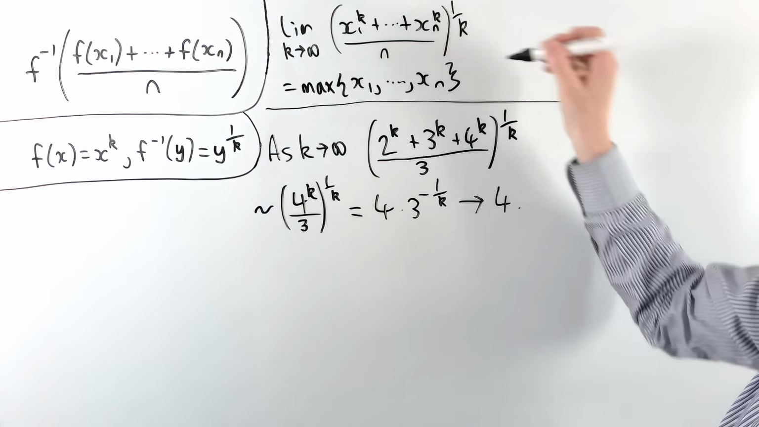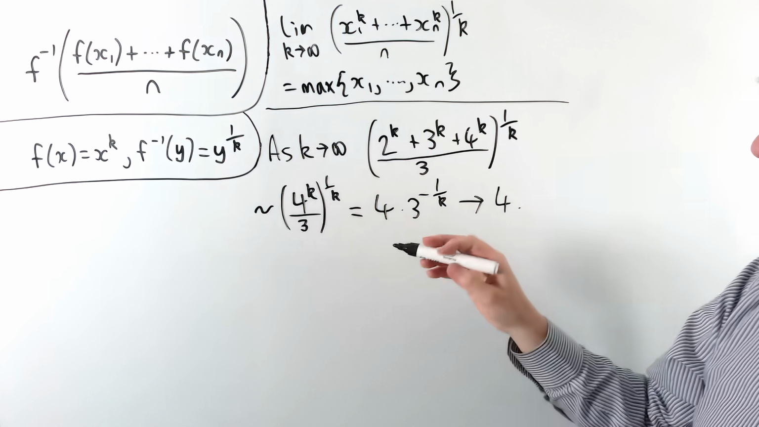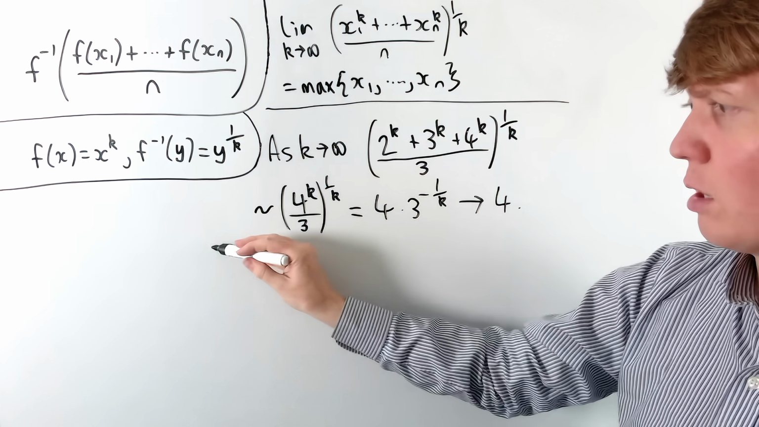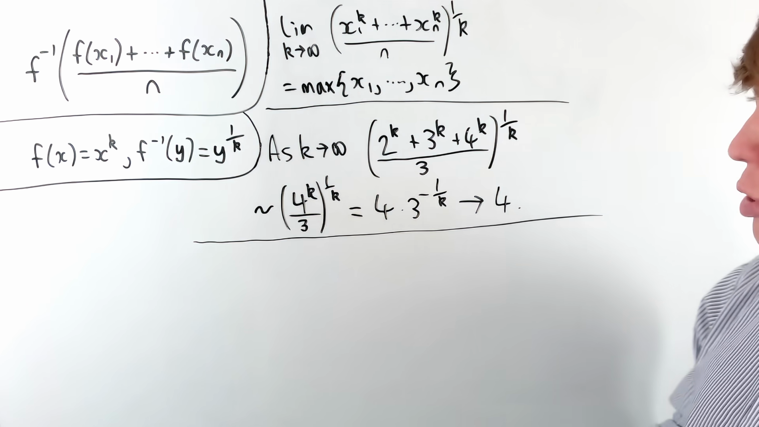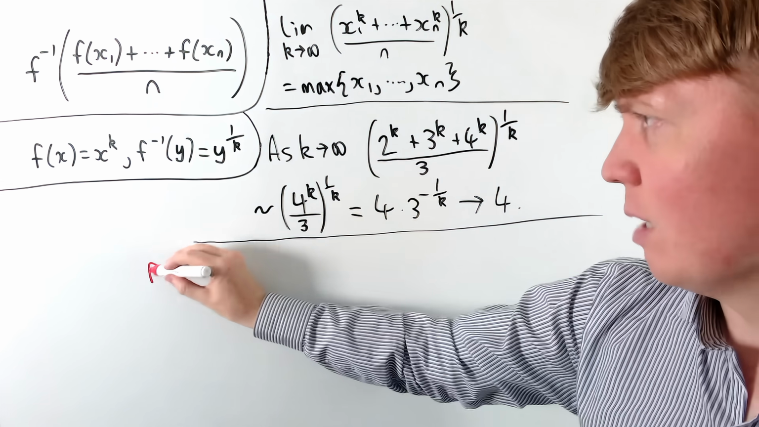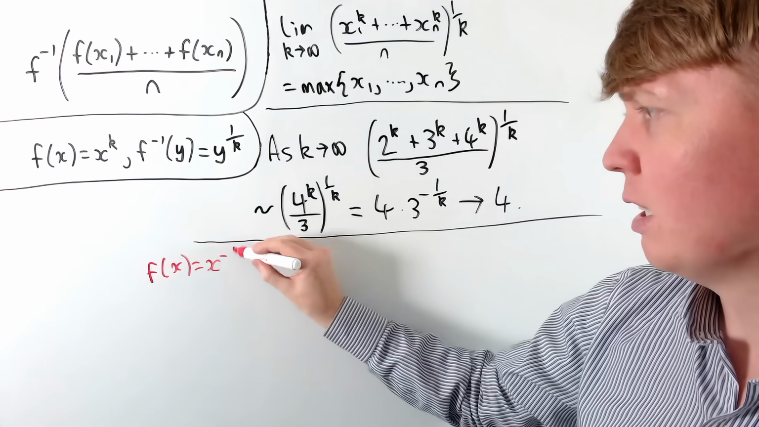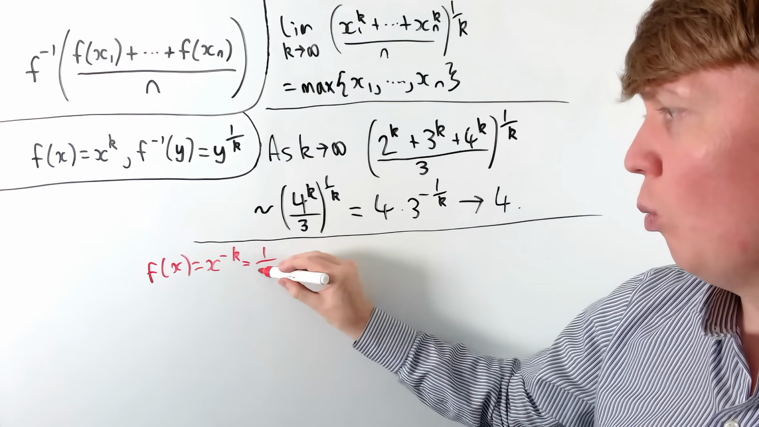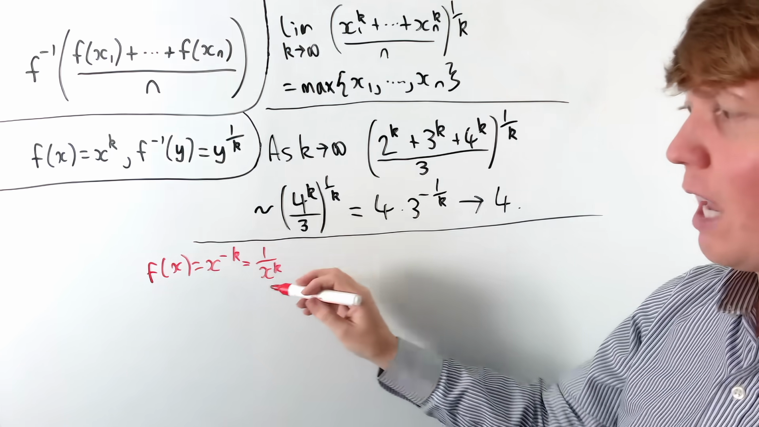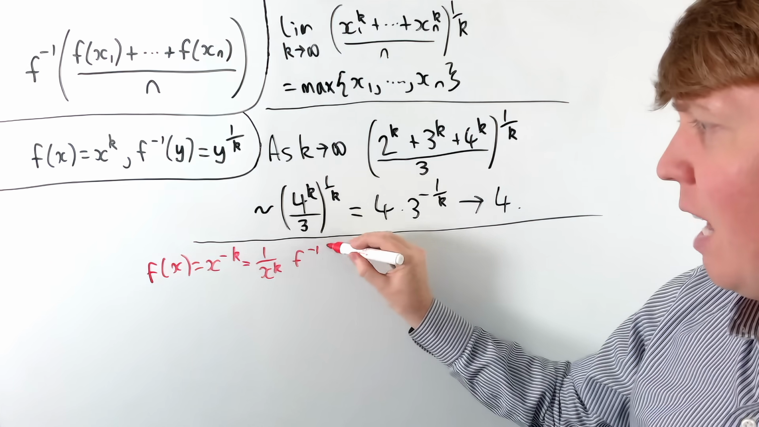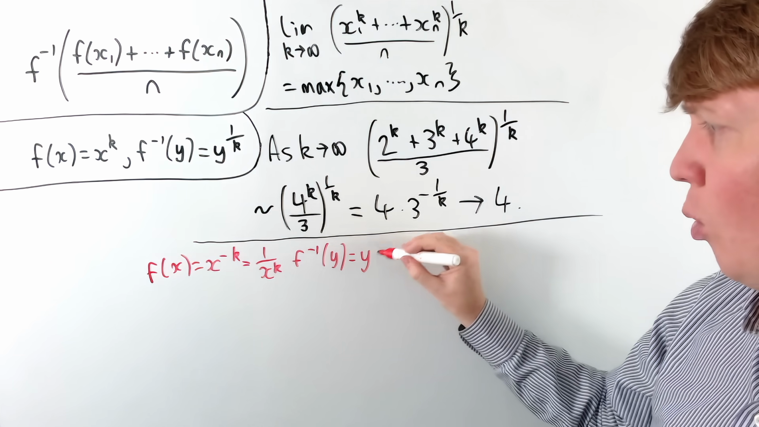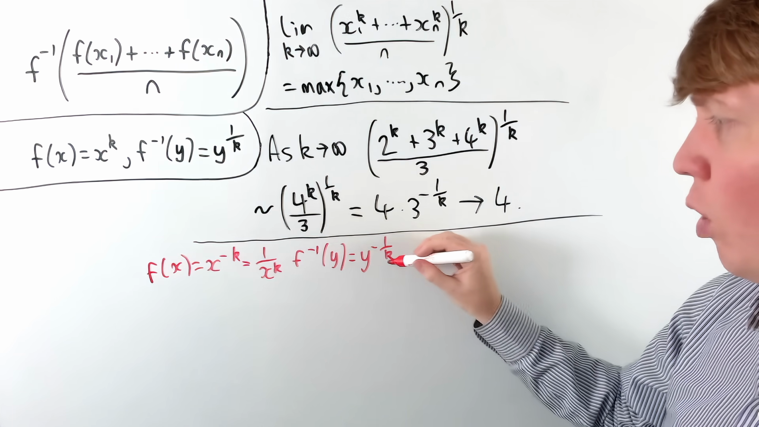And something really interesting is going to happen as well if we take limits as k goes to negative infinity. So we'll just rewrite this out, but rather than taking limits to negative infinity, if we write f of x is now x to the power of negative k, or 1 over x to the power of k, then the inverse, f inverse of y, would be y to the negative 1 over k.